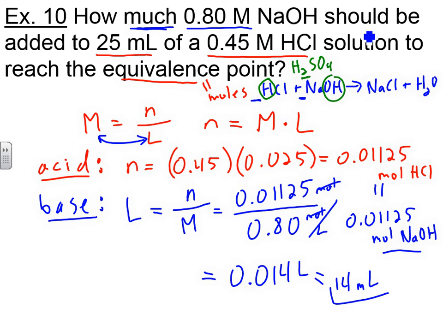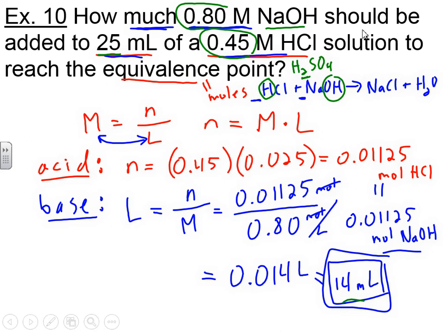And this is our final answer. So what this means is that it takes 14 milliliters of this molarity sodium hydroxide to neutralize 25 milliliters of this molarity hydrochloric acid. Now what you'll notice is that the hydrochloric acid is less concentrated, 0.45, versus the sodium hydroxide, which is more concentrated. So it would make sense that it takes less of the sodium hydroxide, less than 25 mils, in other words 14 mils, to neutralize all the acid. So you can step back and check if the stoichiometry makes sense.